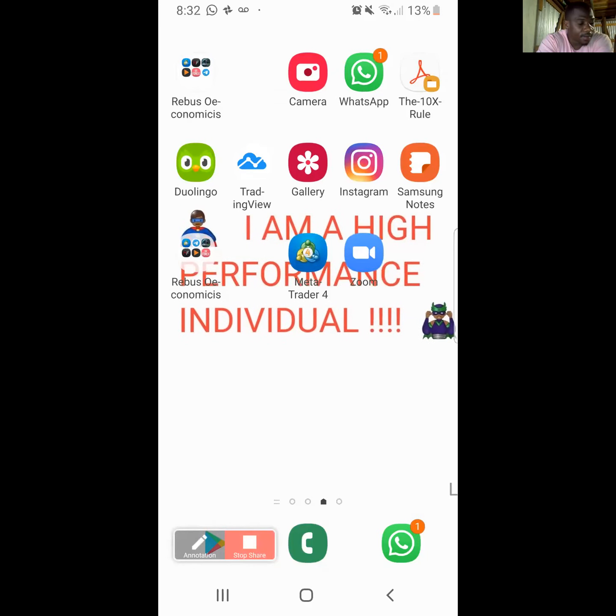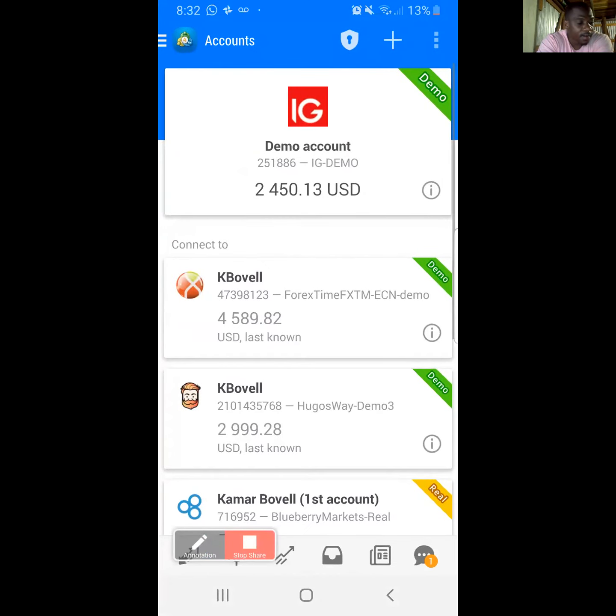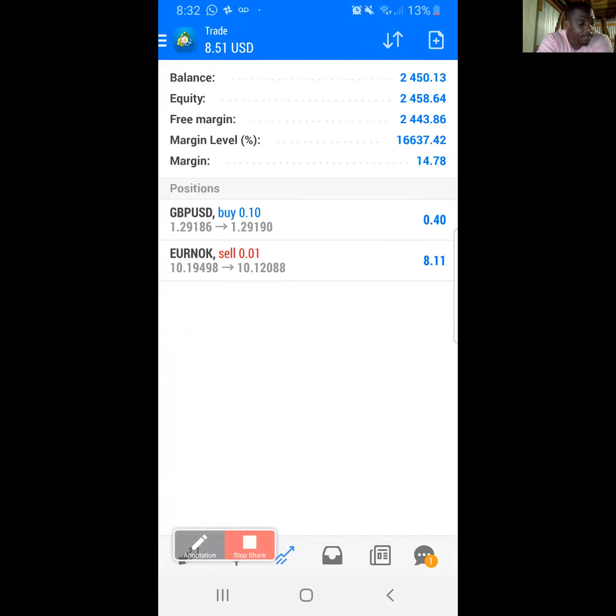All right, so into MetaTrader 4. So we got the trading screen. Let me use the Euro NOK example. Underneath Euro NOK sell 0.01, the first number to the left hand side of the arrow will be your entry price. If you're selling and you're in profits, price would be below that number.